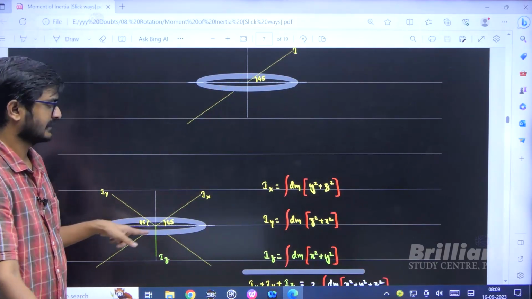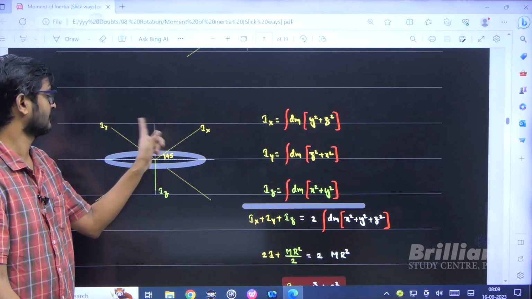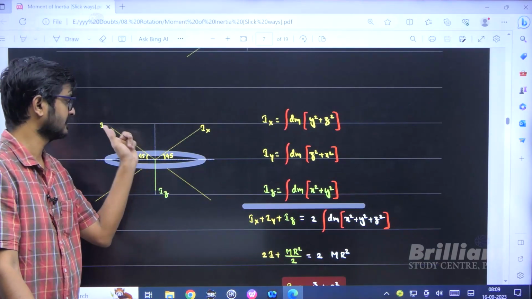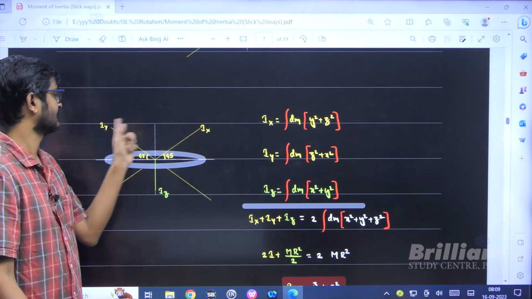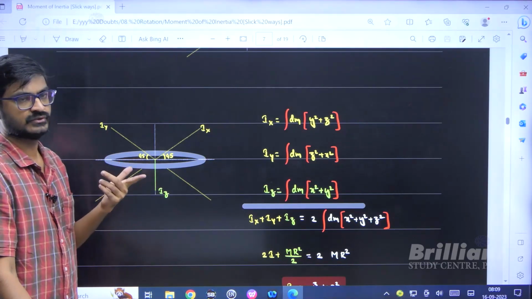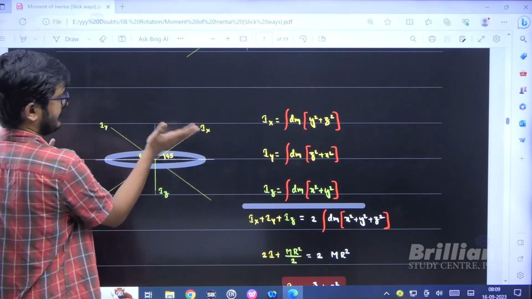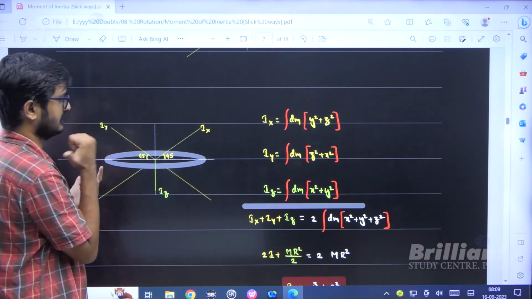I am calling that axis the x-axis, so the moment of inertia about this axis is Ix. I am taking one more axis like this, which is perpendicular to this, and I am calling it Iy. But you can see by symmetry Ix equals Iy, that should be happening. Now I need to take 3 mutually perpendicular axes in such a way that i cross j will be k.